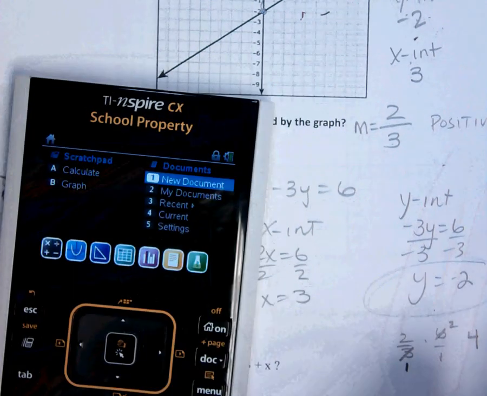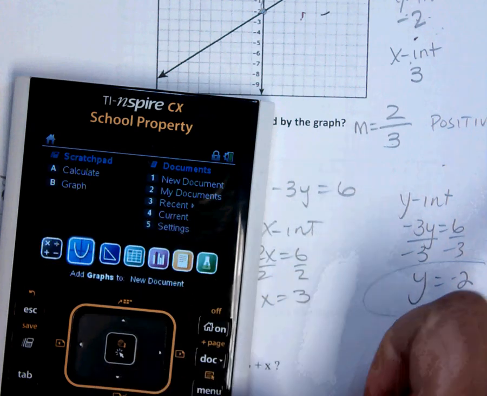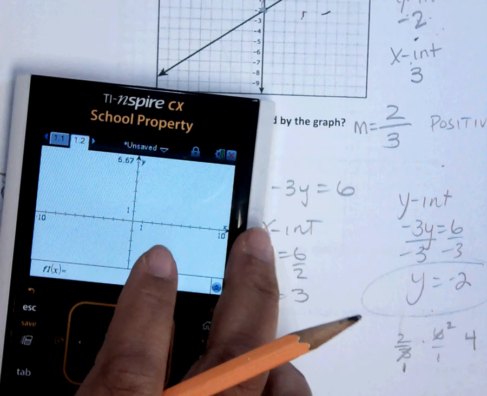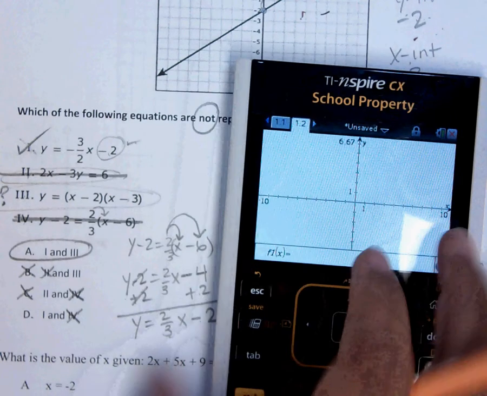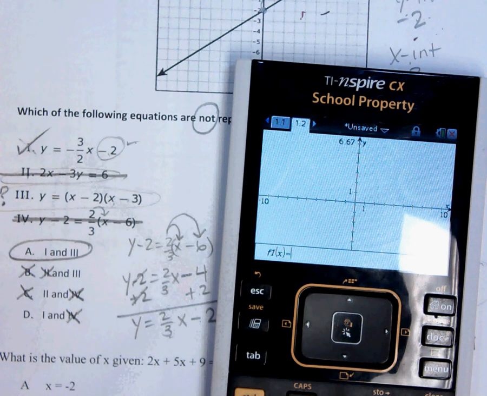Okay, I have a calculator. I close the door. I'm going to go down here to graph and press enter. Now, I would love to show you this by hand, but we have not started messing with binomials, so you have no idea what that is right now. So let me show you.